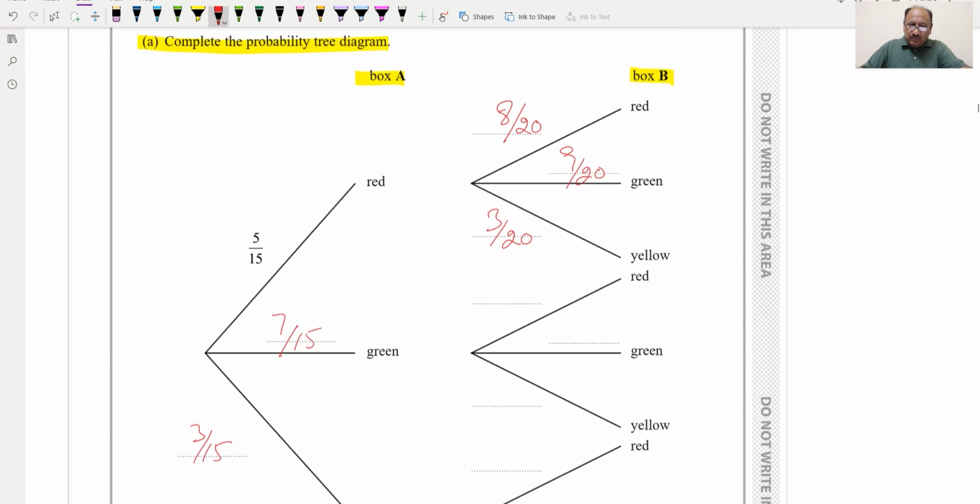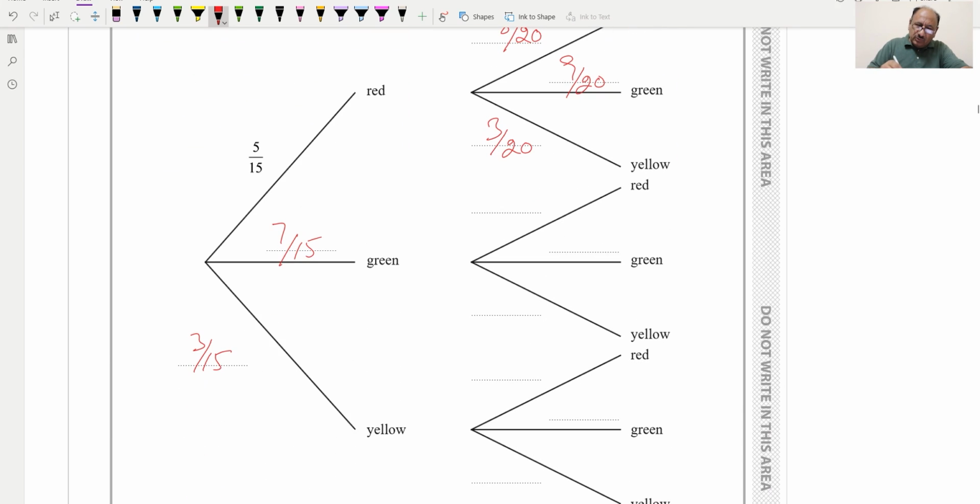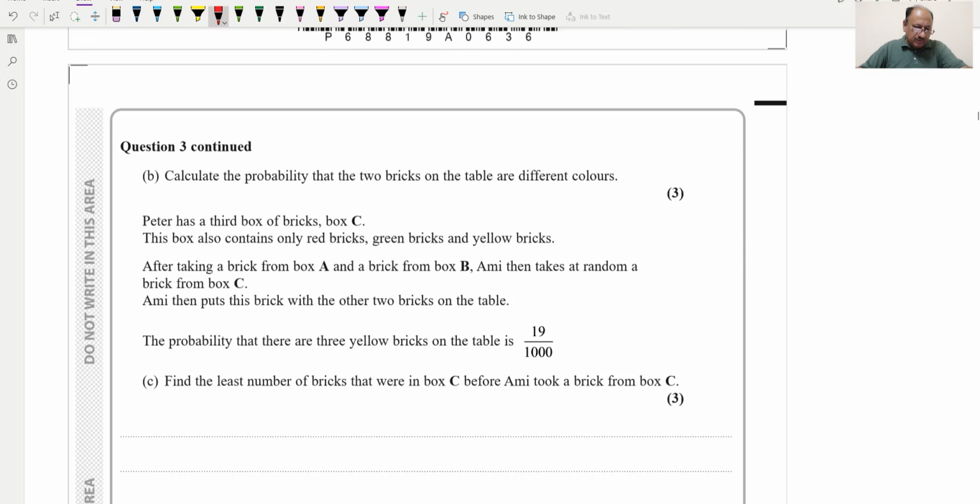Similarly, we can write this is also 8 out of 20, 9 out of 20 and 3 out of 20. 8 out of 20 again and 9 out of 20 and 3 out of 20, and the tree diagram we have completed, and this was for 3 marks.